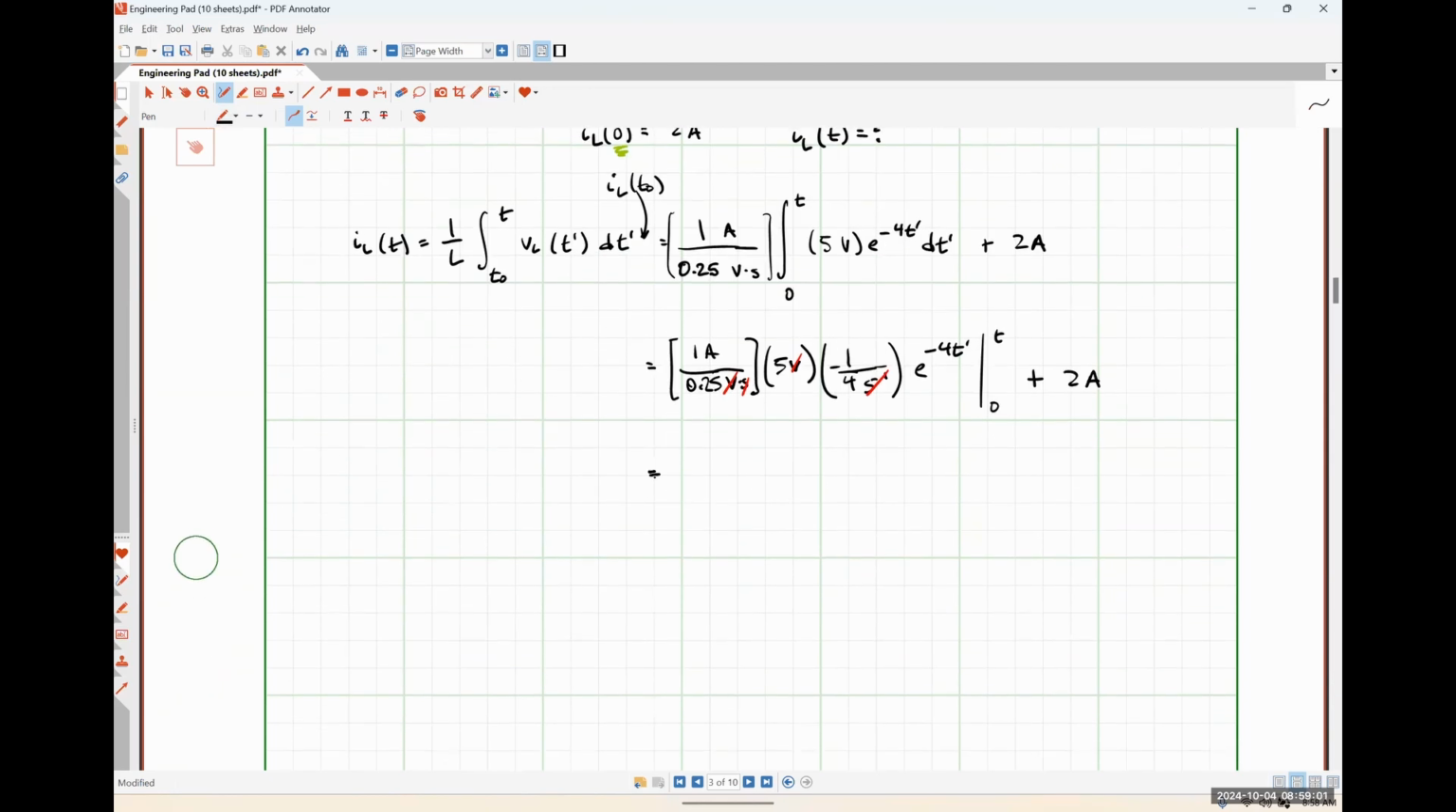So, simplifying things here a smidge, I have negative 5 amps, and then I have 0.25 times 4, which is just 1, right? So all of this garbage out here is literally just negative 5 amps. Then I will have e to the negative 4t minus e to the 0, which is just 1, plus 2 amps. So negative 5 times negative 1 is positive 5, plus 2. So we will have 7 minus 5 e to the negative 4t amperes as our inductor current.